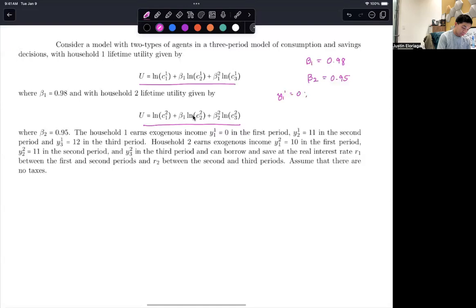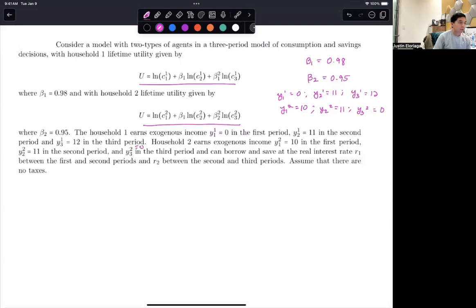We also know the following. Y11 is 0, Y21 is 11, and Y31 is equal to 12. Then we know Y12 is 10, Y22 is equal to 11, and Y32 is equal to 0. I just forgot 0, right?